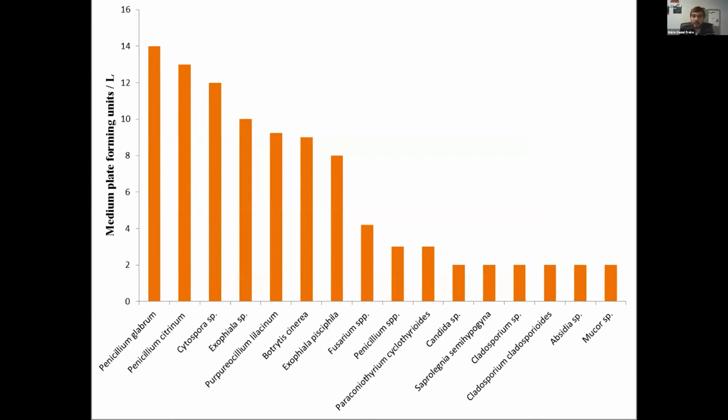In the next slide, you see exactly the same species, but now with an average of the colony forming units we found. I'm going to talk really quickly about some of them. The first ones, as you can see, are Penicillium. The first is a Penicillium that causes rot in strawberries. The second, like the name indicates, causes rot in citrus fruits like oranges and lemons. And Cytospora is famous for being one of the most important plant pathogens.